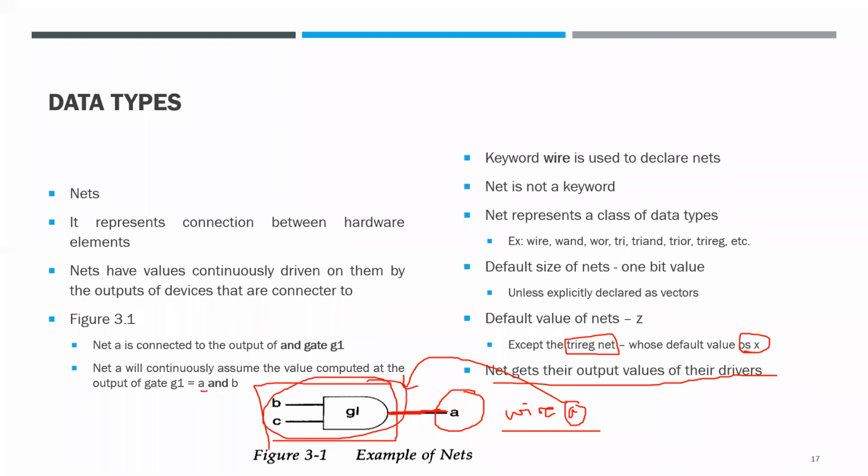So this is equal to, this one is actually B and C. There's a typo error. So it will be equal to B and C in this case. Okay. So output A is dependent on this driver.